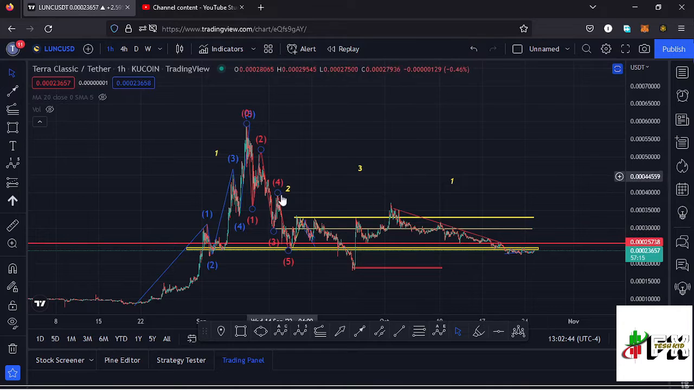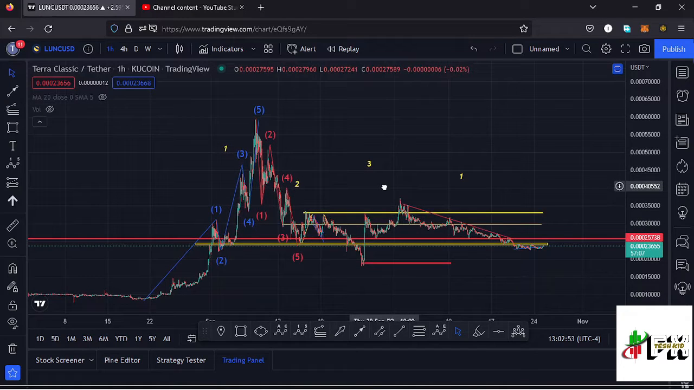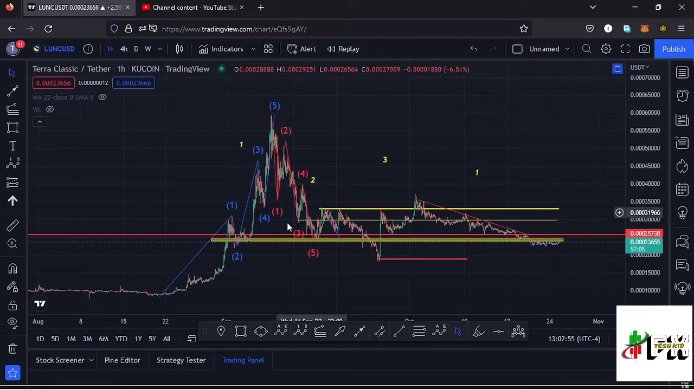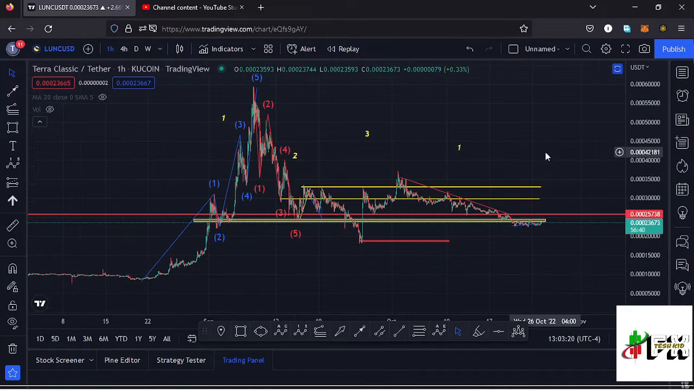So after the formation of a higher Elliott wave count 2, we expect the formation of a higher Elliott wave count 3, and because a higher Elliott wave count 3 is an impulsive wave, we also expect to see fractal waves in formation like what we have seen here in the formation of a first wave to the upper side. And I believe that is what is playing out here on the Lunc chart.